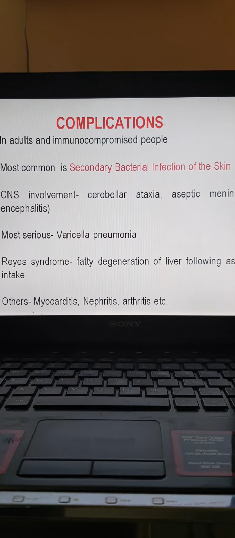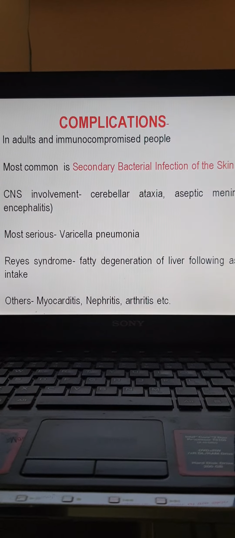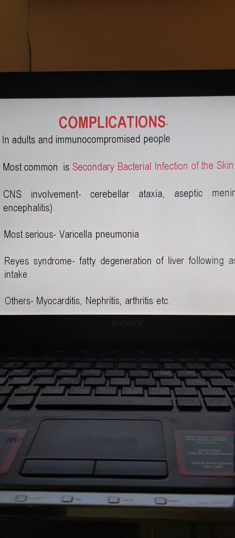Complications in adults and immunocompromised people: the most common complication seen is secondary bacterial infection of skin. It can also involve extracutaneously the CNS, where it can cause cerebellar ataxia, aseptic meningitis, and encephalitis. Most serious is varicella pneumonia, which is seen in mothers, and Reye syndrome. This is fatty degeneration of the liver following salicylate or aspirin intake. Other complications can be myocarditis, nephritis, and arthritis.